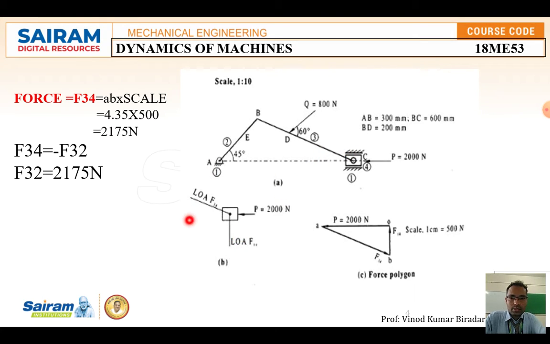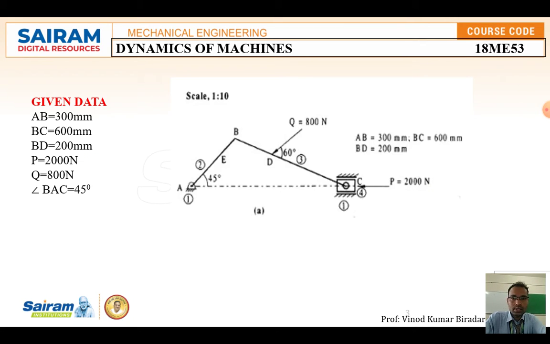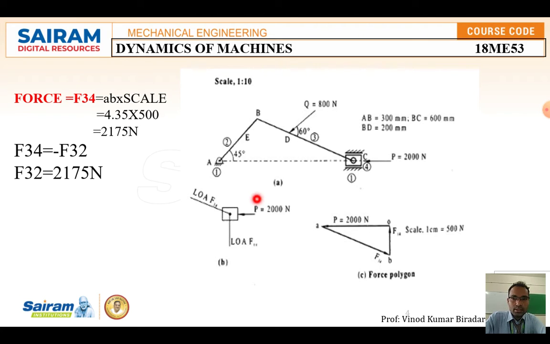Once you have constructed this free body diagram, go for constructing the force polygon diagram. From the force polygon diagram you need to find the force F34 that is going to act on this piston element. Before constructing the force polygon, 2000 Newton cannot be drawn on a graph sheet, so you have to assume a suitable scale. I assume the scale is 1 centimeter equal to 500 Newton. So 2000 divided by 500 gives 4, that is 4 centimeters.